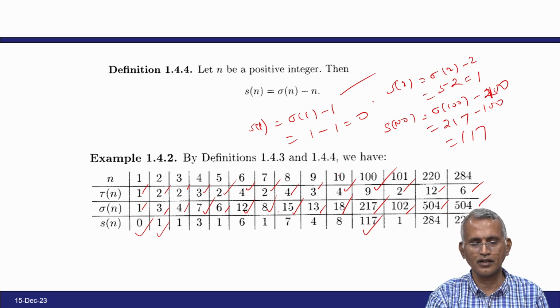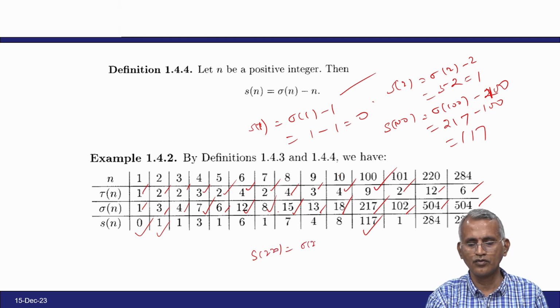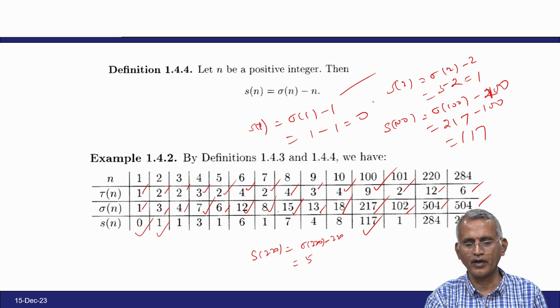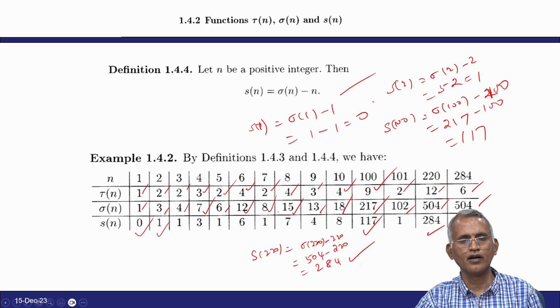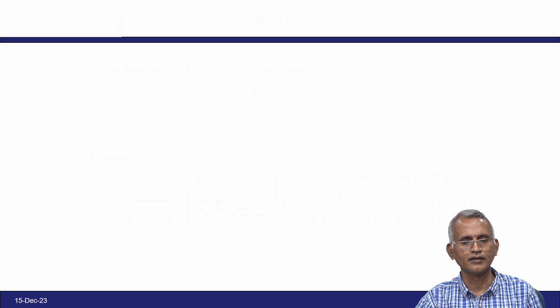Like that, you may check s of 220, which is equal to sigma of 220 minus 220. So, sigma of 220 is 504, minus 220. So, 4 minus 0 is 4, 10 minus 2 is 8 and 4 minus 2 is 2, so 284 is coming. So, this way we can express s of n. So, this is the meaning of tau of n, sigma of n and s of n.